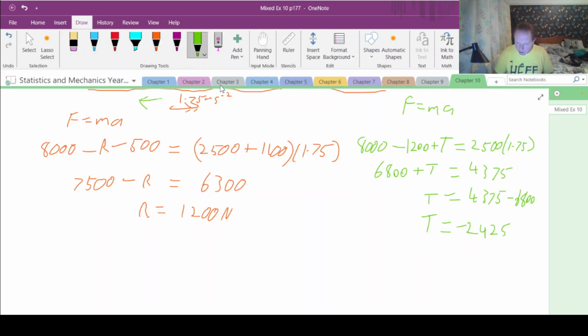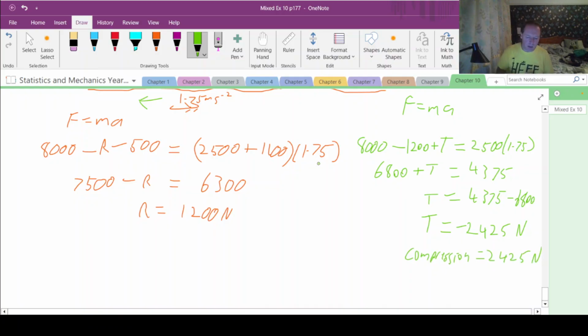So tension is 2425 newtons. The minus just gives us the answer, so the compression is equal to 2425 newtons. Okay.